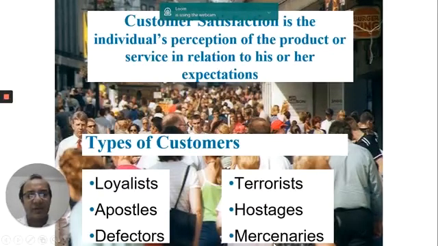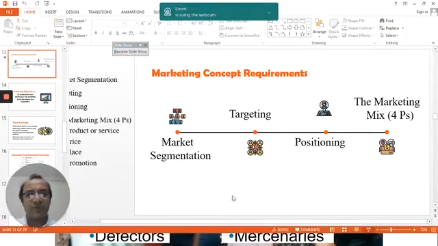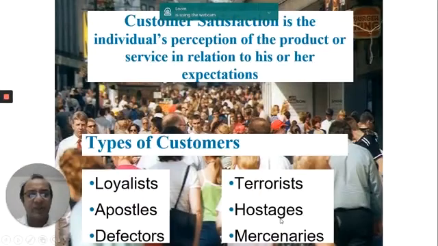Mercenaries. They are the customers who are happy, who are satisfied, but anytime they can leave the company. They don't show any loyalty to the company. So mercenaries are the group of customers who are satisfied, but they don't show loyalty to the company, and they can leave the company anytime. So on the basis of level of satisfaction, we can divide customers into these 6 types.